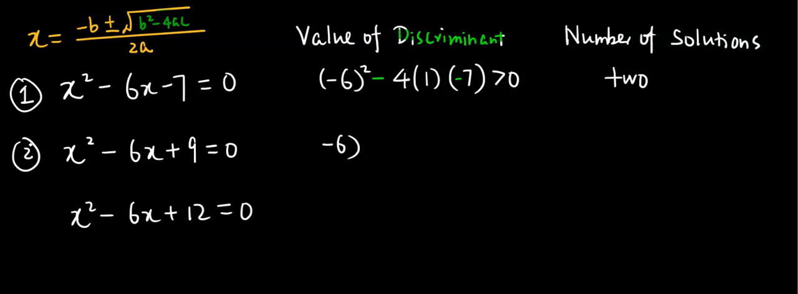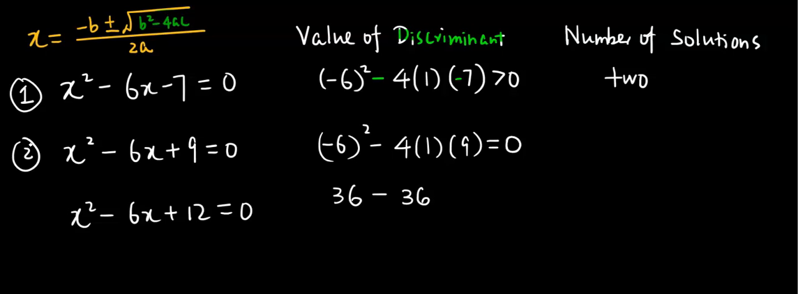b squared minus 4 times a times c, which is 9. Negative 6 squared is 36. Minus 4 times 9 is also 36. So this time, the discriminant equals 0. Therefore, the number of solutions is 1.